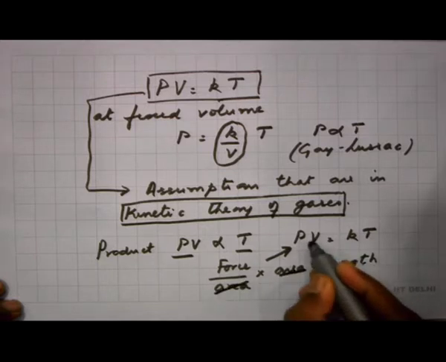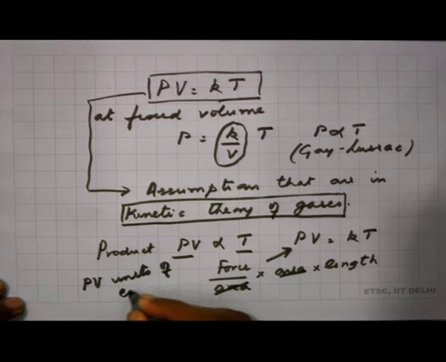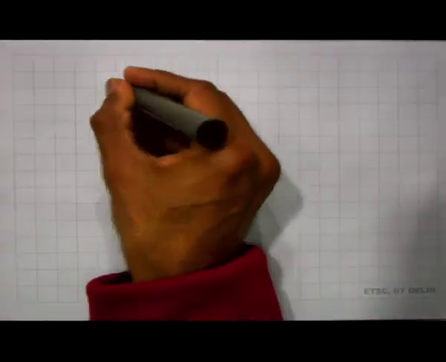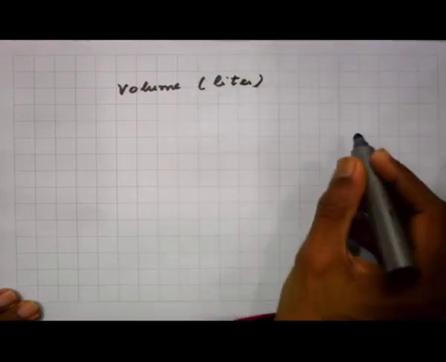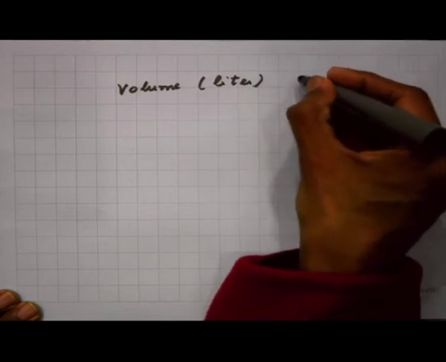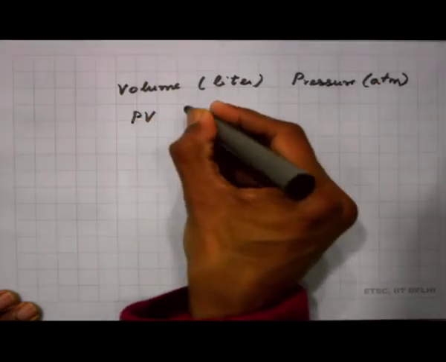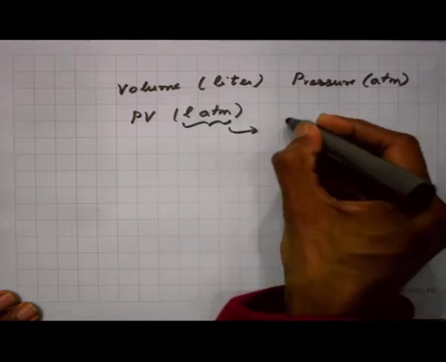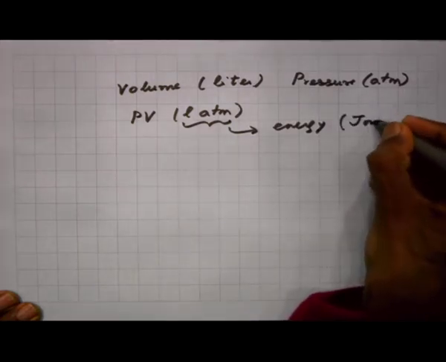So, the left hand side has units of energy. So, PV has units of energy. If you were to express the volume in liters, which used to be the norm a few tens of years ago, and the pressure in atmospheres, the PV product will work out to be liter atmospheres, and we are saying that this product corresponds to the unit of energy, which in SI units would be joules.